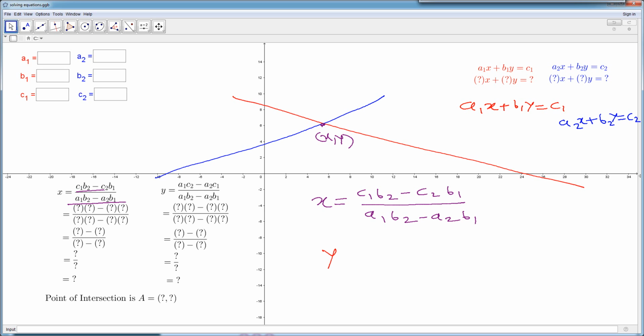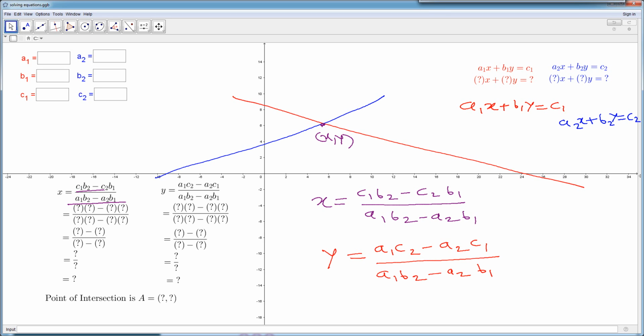The formula for the y coordinate is y is equal to a1c2 minus a2c1 upon a1b2 minus a2b1. This is the formula for the y coordinate.